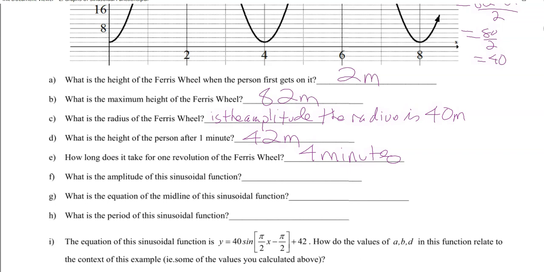What is the amplitude of this function? All right, so we did that. Spoiler. So the amplitude is 40, right? But it's just the number. Okay, so amplitude is just the number. We don't have to associate units with it. So the amplitude is 40.